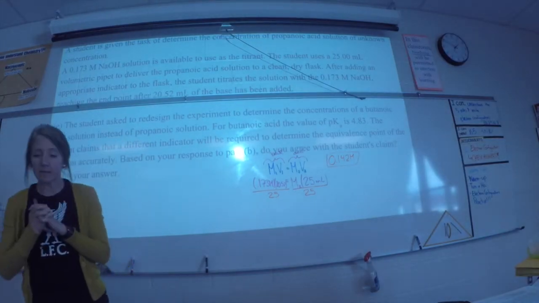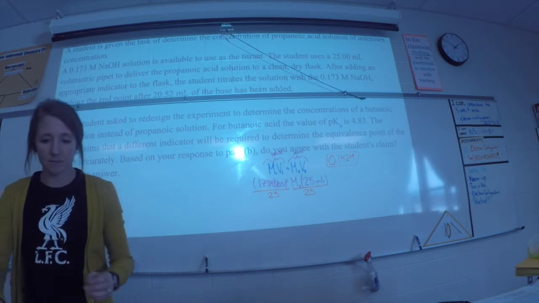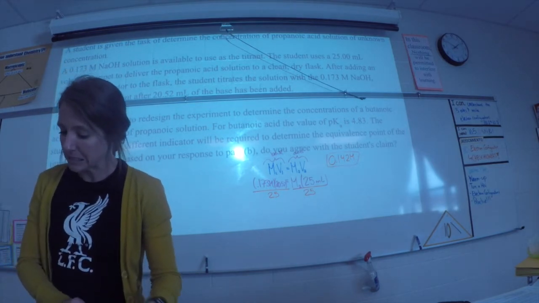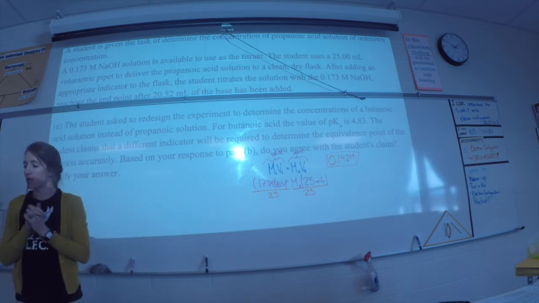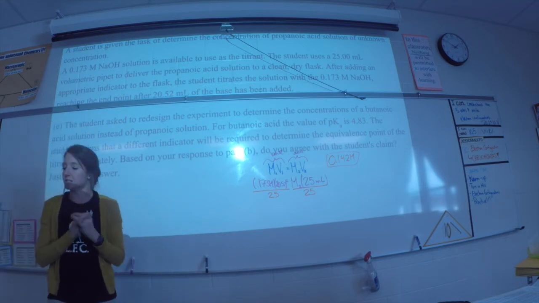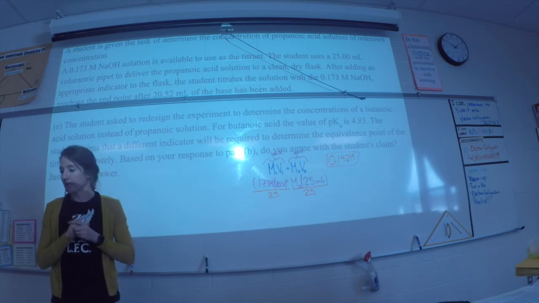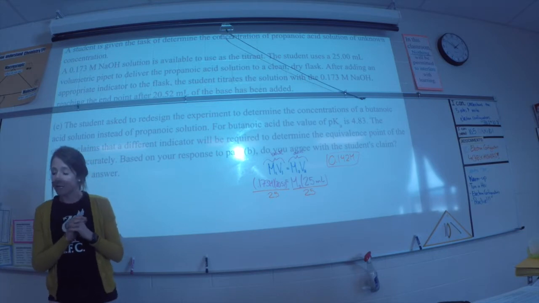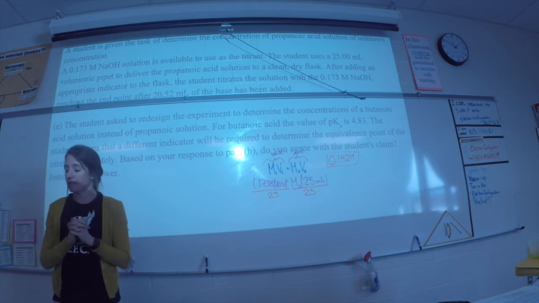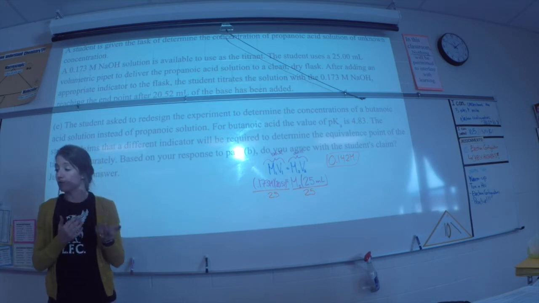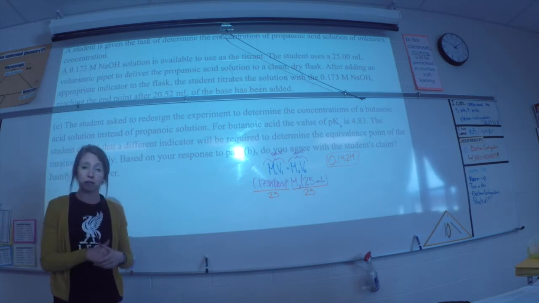Okay, so for part E of number 1, this was out of 1 point. It says the student is asked to redesign the experiment to determine the concentration of a butanoic acid solution instead of propanoic. For butanoic, the value of pKa is 4.83. The student claims that a different indicator will be required to determine the equivalence point of the titration accurately. Based on your response, do you agree with the student's claim and then justify your answer?